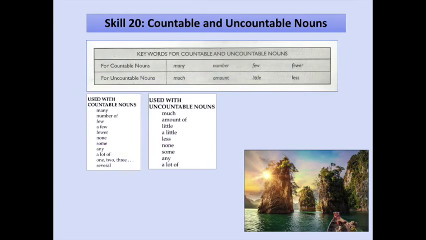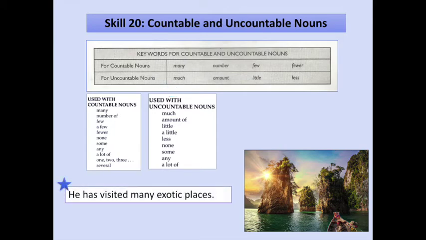On the written expression section of the TOEFL test, you should watch very carefully for these key words that indicate whether a noun is countable or uncountable. These key expressions are only used for countable nouns. So if you see one of these in the sentence, the noun needs to be countable. And these key expressions are only used with uncountable nouns.